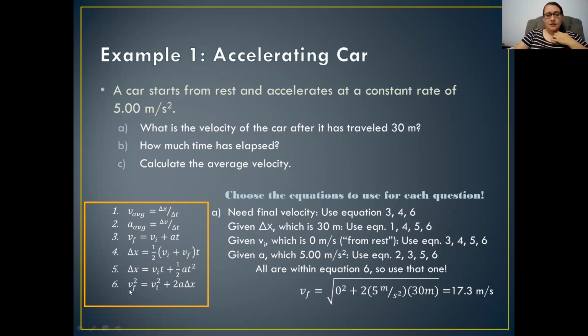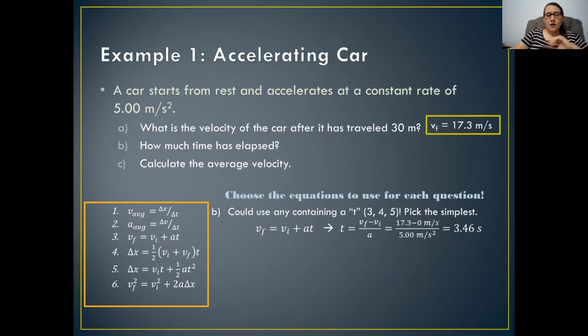And so here in the equation itself, it has final velocity squared. And so just to kind of shortcut our math a little bit, I took the square root of both sides to get just final velocity. So initial velocity, remember, is 0 because it's from rest. So 0 squared plus 2 times our acceleration times our change in position. That gives us a final velocity of 17.3 meters per second.